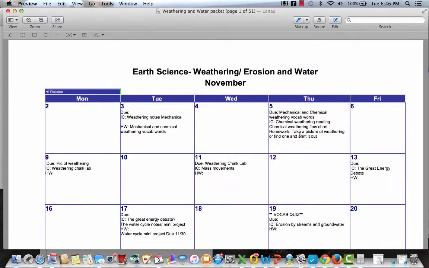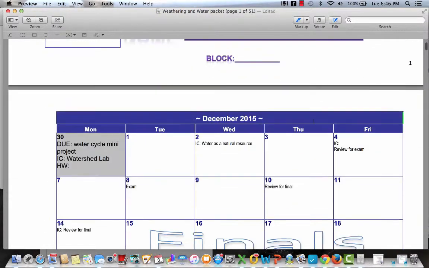Your homework for tonight is going to be to take a picture of weathering or find one and print it out. Alternatively, if you can't take one or print one out, you can draw a picture of weathering. Your picture of weathering may be mechanical weathering or chemical weathering, which we'll learn about today.